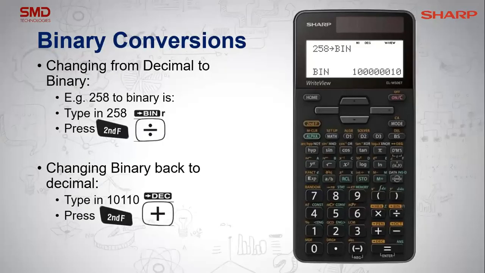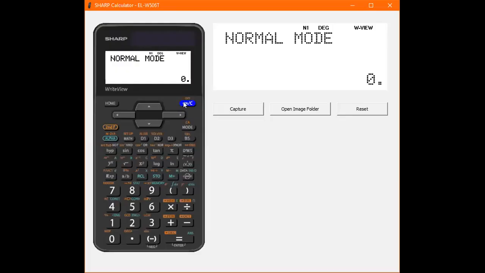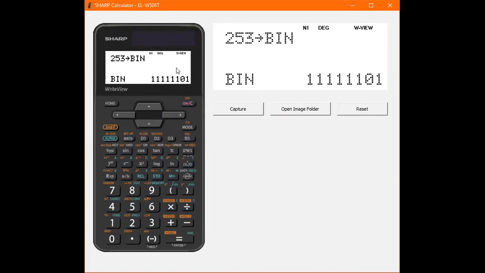Cool. For grade 10 technical maths, students also need to be able to convert between binary and decimal numbers and do some basic binary calculations. So very easy to do on the calculator. Let's say, for example, you have 253 and you want to convert it to binary. You would just say second function and your divide key. You can see above it in orange, it says arrow binary, and that will just give you your binary number.